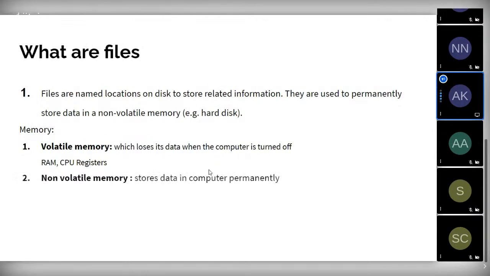Now, the second type is non-volatile memory. What is non-volatile memory? It stores data in the computer permanently. Permanently means that when you turn off the computer, your data will not be destroyed. Your data will be destroyed only if you delete it, so it is not permanent forever. It means your data will be permanent until you delete it. If you turn off your computer, your data will not be destroyed. Is this clear to everyone? What is volatile memory and non-volatile memory?